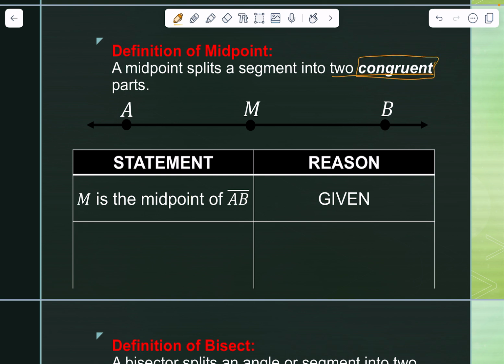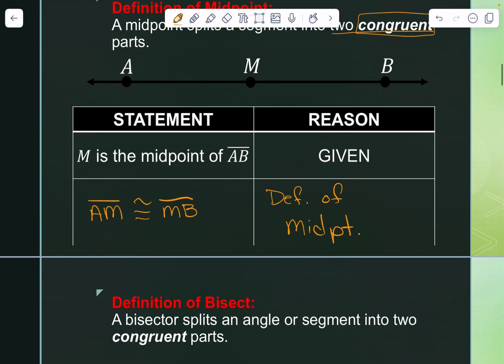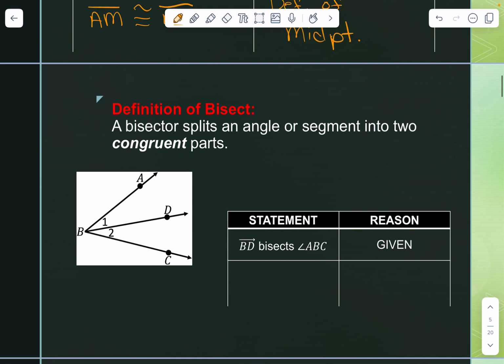Okay, let's go to midpoint. What does midpoint give us? The definition of a midpoint splits a segment into two congruent parts. So if we told you M is the midpoint of AB, now we're going to use congruent. So we're going to say segment AM is congruent to segment MB, and that is by definition of midpoint.